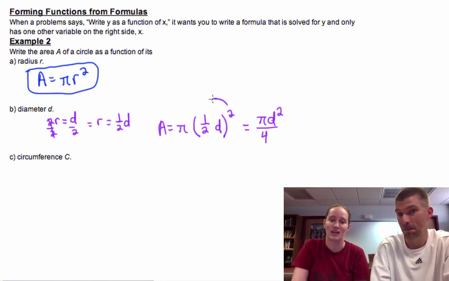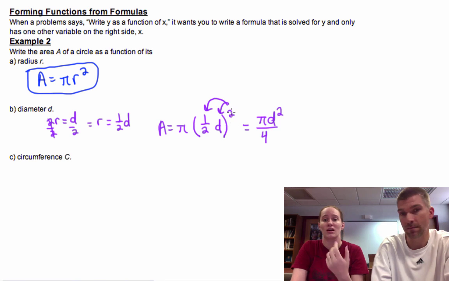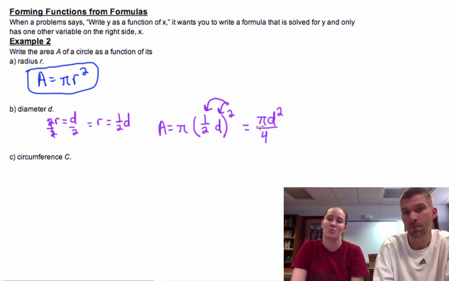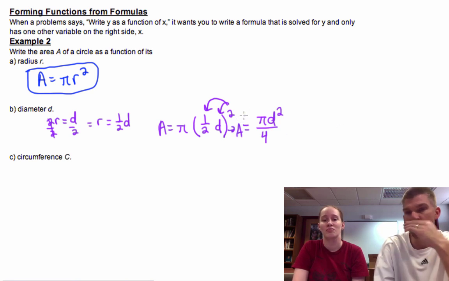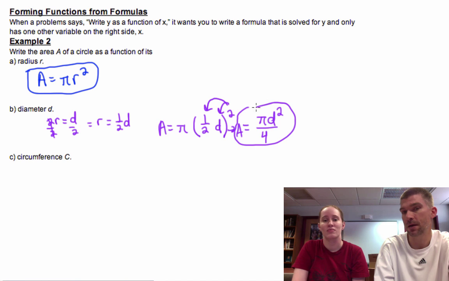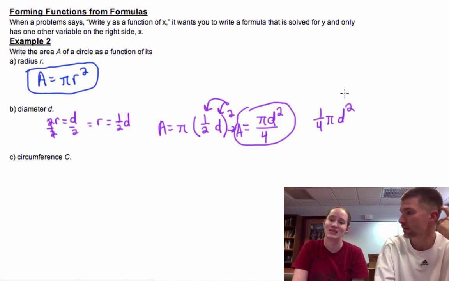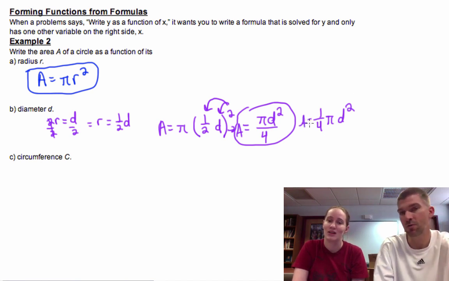The whole point of that is the square goes to both of these. So a half squared is a 4th, d squared is d squared, pi's still in front, and it still equals A. Or you could write it a variety of ways. 1/4 pi d squared. Honestly, I think that probably looks the neatest.